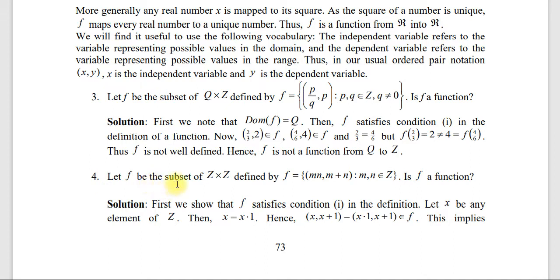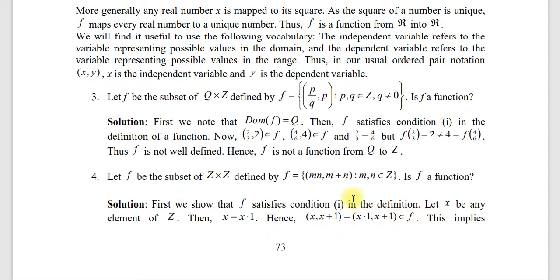4. Let f be a subset of Z cross Z defined by f equals the set containing (m times n, m plus n) such that m, n is an element of Z. Is f a function? Solution. First, we show that f satisfies condition 1. In the definition, let x be any element of Z. Then x equals x times 1. Hence, (x, x plus 1), which is equal to (x times 1, x plus 1), is an element of f.